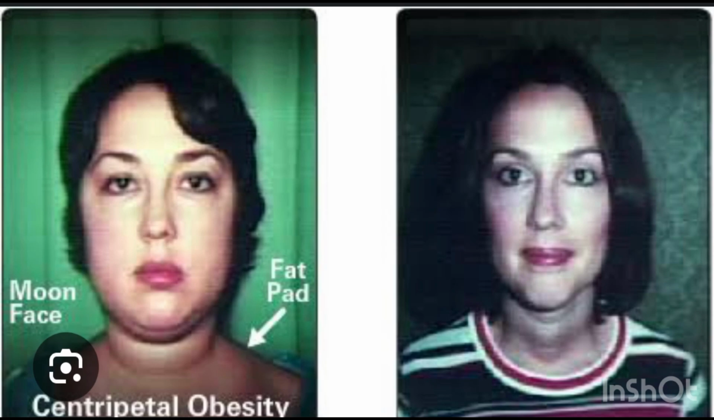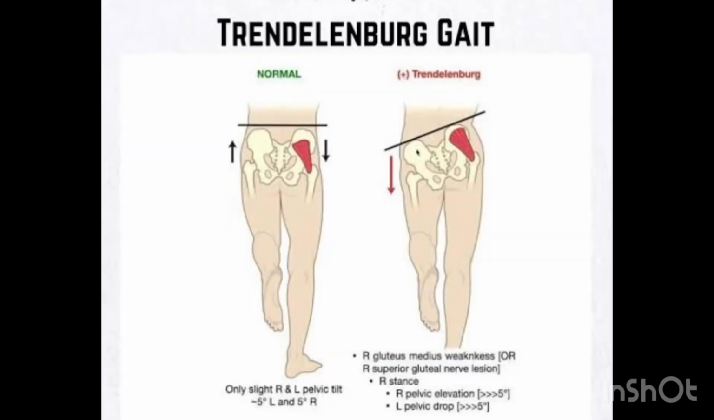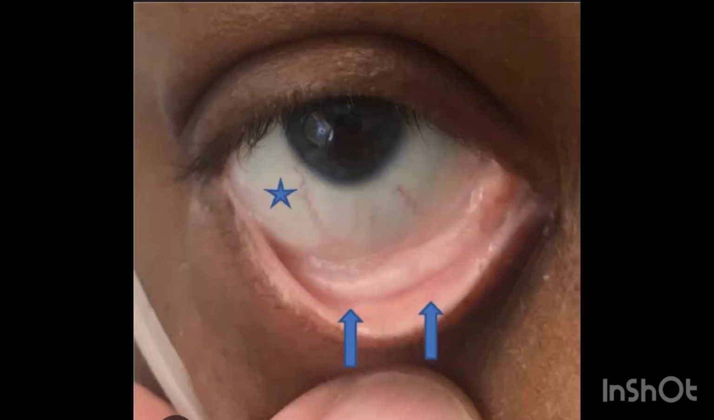Number 7 parameter is gait. It's seen in muscle, neurological and psychiatric disease. There might be waddling gait which occurs in bilateral congenital dislocation of hip, or Trendelenburg gait you can see in Perthes disease and poliomyelitis. Number 8 parameter is pallor. To look for anemia, you should check pallor in lower palpebral conjunctiva and other body parts. So you can see this is the lower palpebral conjunctiva and patient is having pallor.